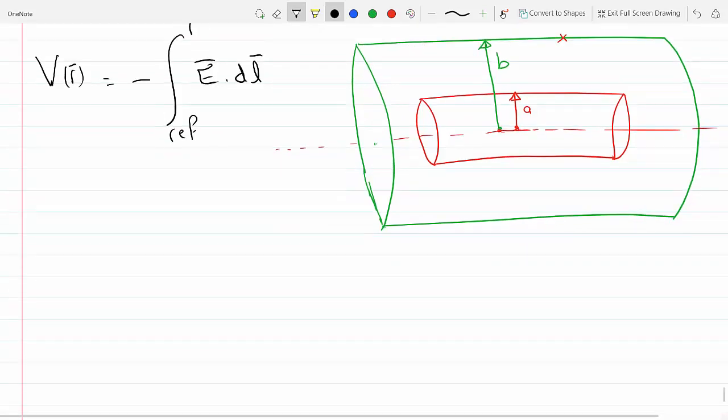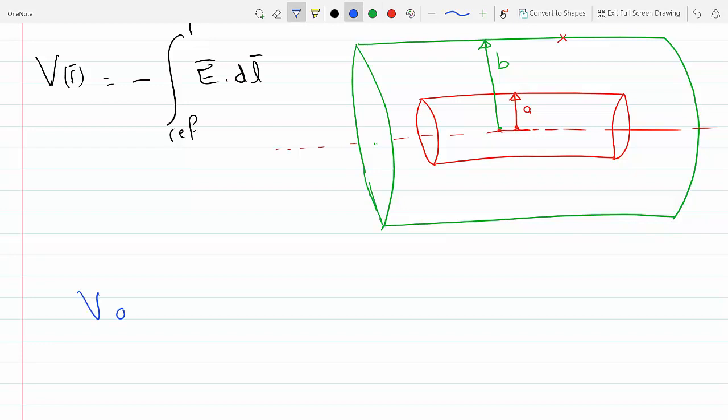Now, if I were to take two points, VA and VB, generally speaking, I could say, according to this, let's start with VB. VB is equal to negative the integral from some reference to point B of E dot dl.